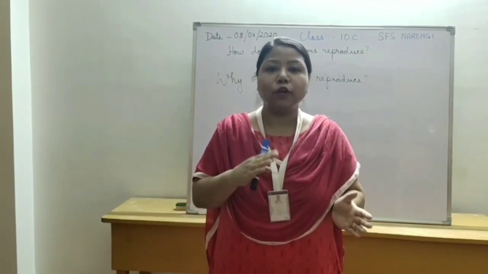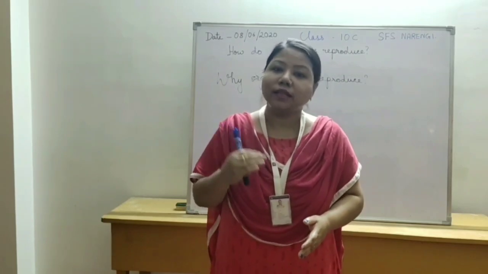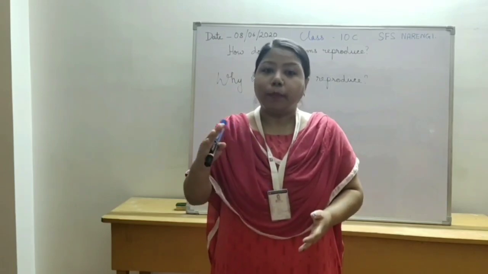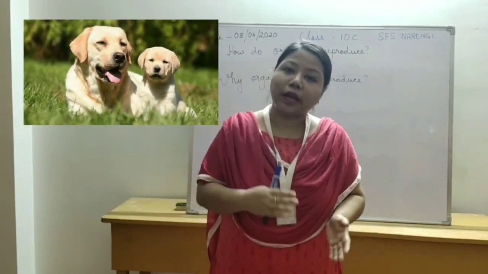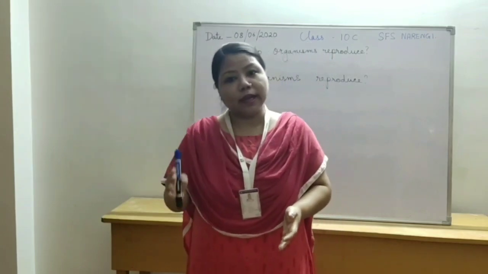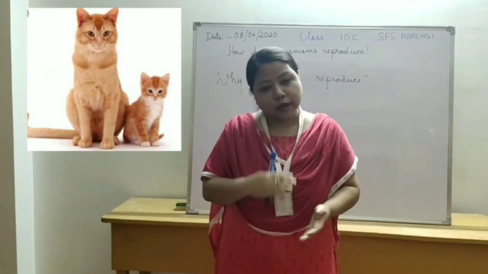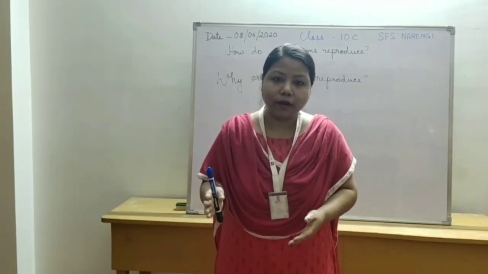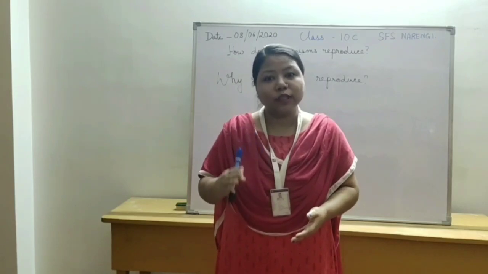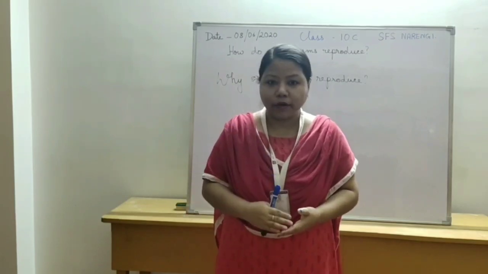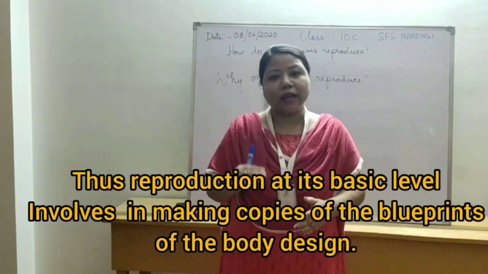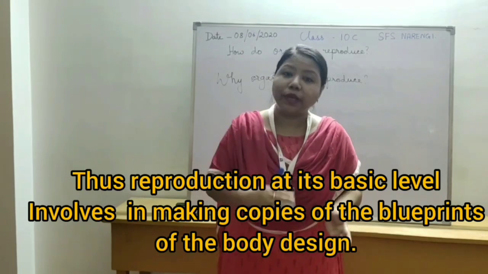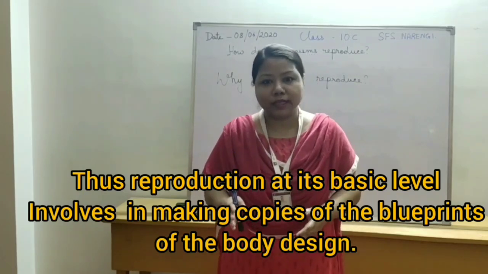So now, if they look similar, that means their body design is same. Let us take an example. The body design of a puppy is similar to that of a dog, and the body design of kitten is similar to that of a cat. Now, if the body design are to be similar, the blueprints of this body design should also be similar. Fine. Thus, reproduction at its basic level is involved in making the copies of the blueprints of the body design.